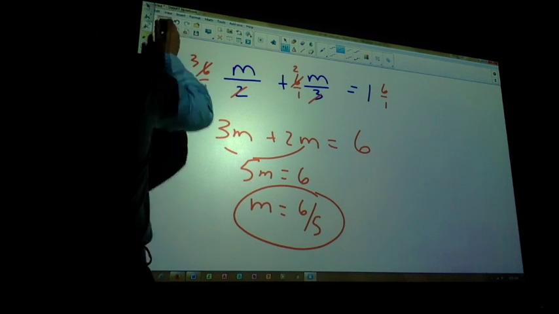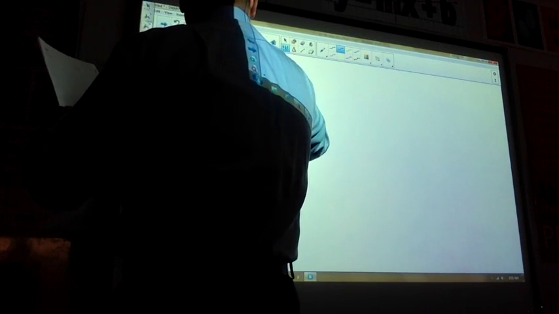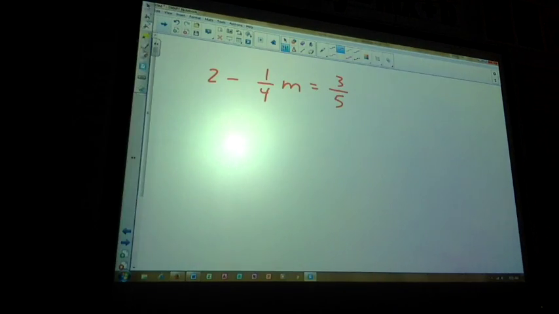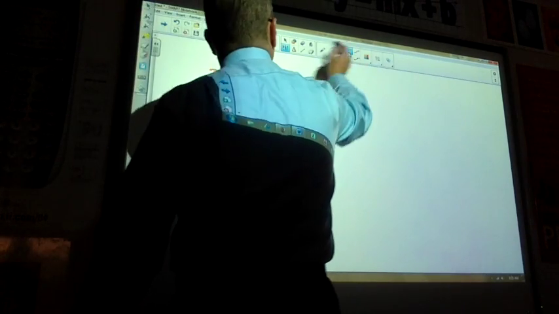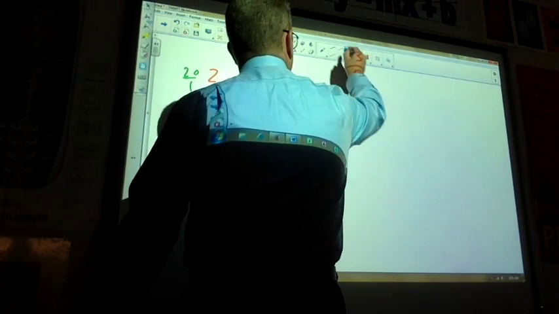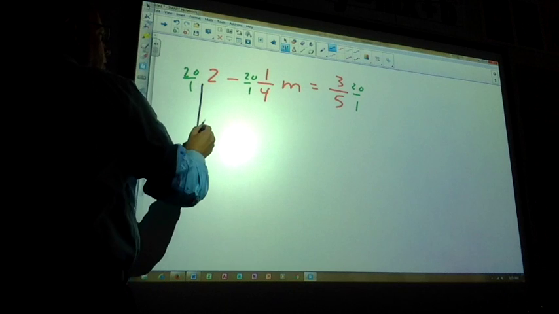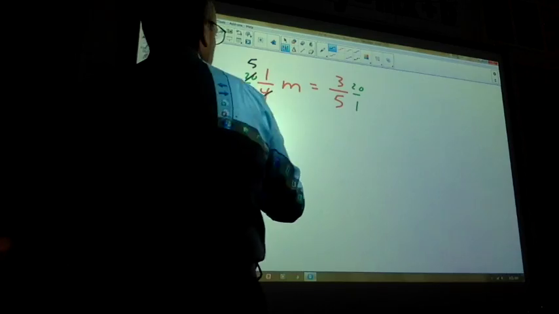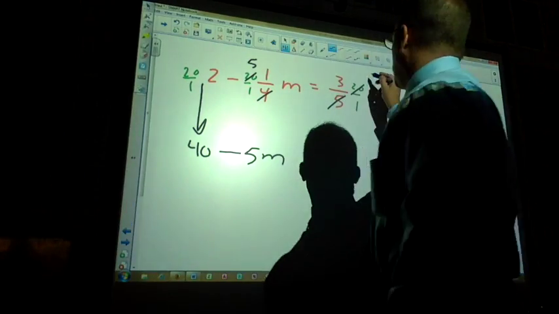All right, almost done. Number 8: 2 minus 1 over 4 m equals 3 over 5. How many terms do I have up there? 3, good. What do you think my denominators are? 20. Well, 20 is what they would both go into, so 4 and 5. I'm going to multiply all 3 terms by 20 over 1, which is the same thing as just 20. What do I get here? 40. What do I get here? Negative 80. Right?